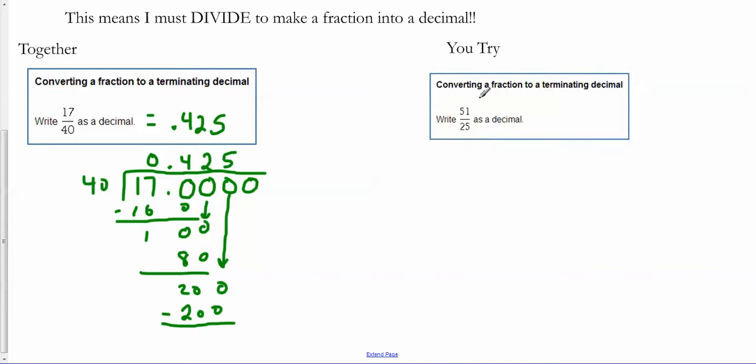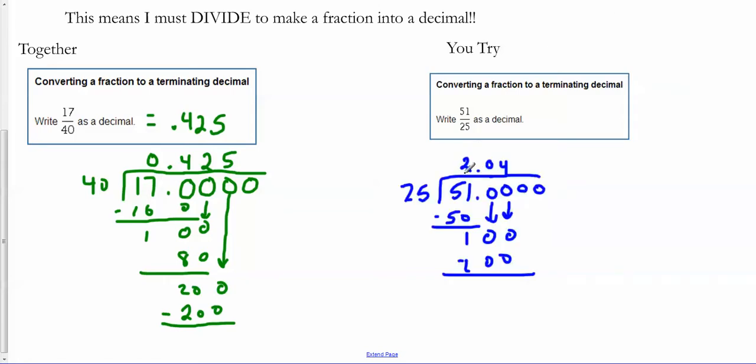Okay, so give the video a pause, and I want you to try 51/25. Okay, this is greater than 1, so make sure your answer is greater than 1. So I came up with 2 and 4 hundredths. Now you'll notice one thing. I did not use these zeros, nor did I use this 0. That's okay. Just get rid of them. It's okay to have them there and not use them. Okay. So that is a terminating decimal.